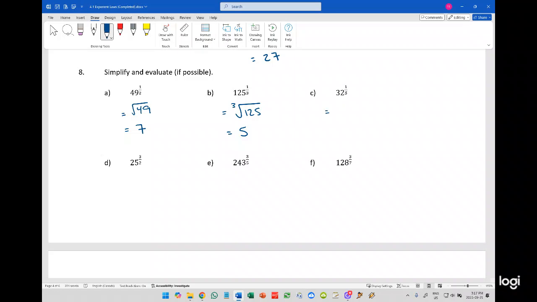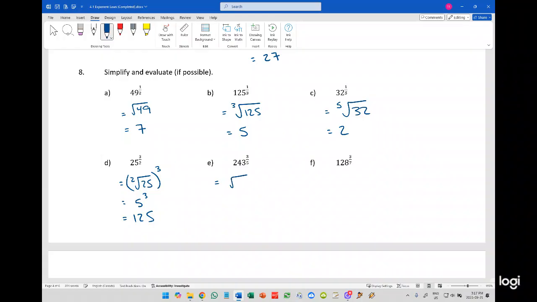Okay, 32 to the 1/5 is the fifth root of 32. That would be 2 times 2 times 2 times 2 times 2, so 2. For this one, we treat the 2 on the bottom as the root. I didn't have to write the 2 there because without it there, it's still a square root. But it's the square root to the exponent 3, which is 5 cubed, which is 125.